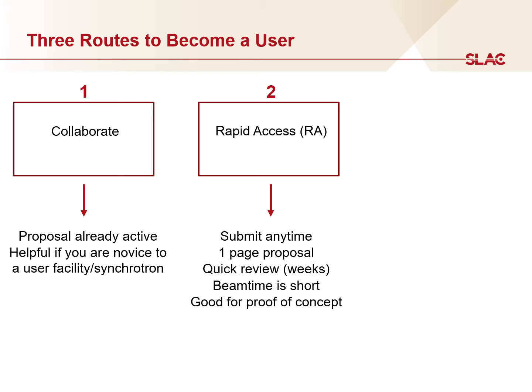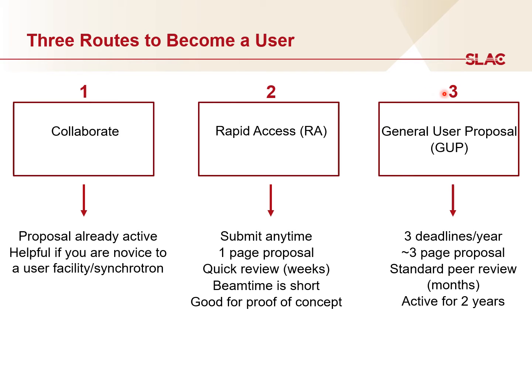The second pathway is a rapid access proposal. A rapid access proposal is a short proposal requesting only a few shifts of beam time, and ultimately requires a strong justification. This type of proposal can be used for proof of concept, such as testing out novel samples on a beamline, or perhaps acquiring a final data set for a student to graduate.